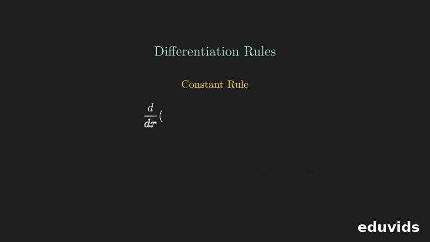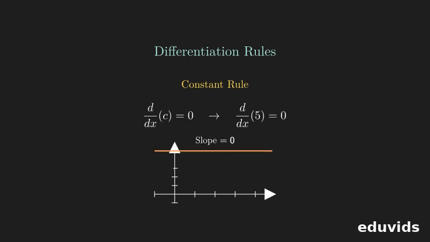Next, consider the constant rule. If you differentiate a constant number, like 5, its derivative is always 0. This makes sense because a constant value does not change.